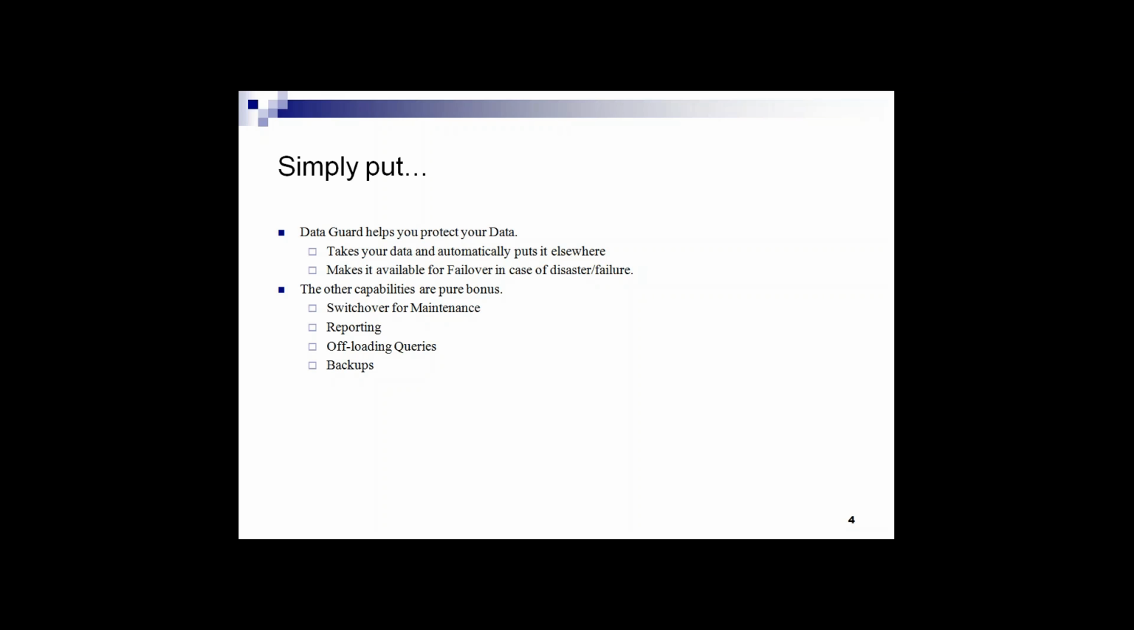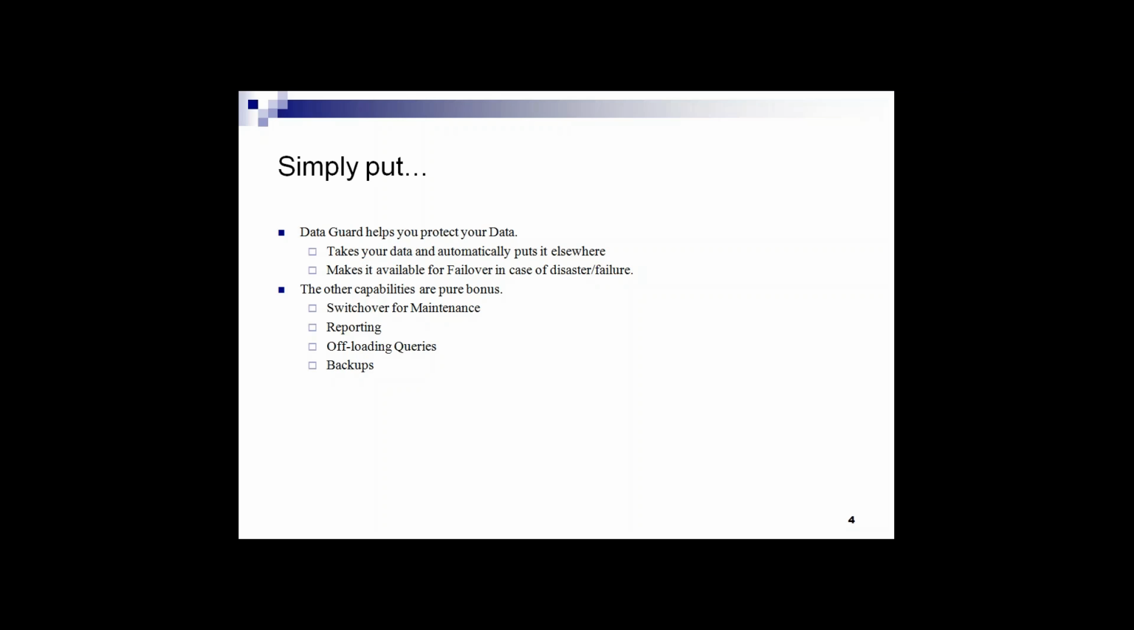Suppose you want to perform patching at the primary site; obviously we need downtime. To avoid this, we can perform a switchover from primary to standby, like from Delhi to Chennai. When we perform a switchover, the roles are switched from primary to standby. Previously Chennai was the DR site, but after performing the switchover it will act as the primary site.